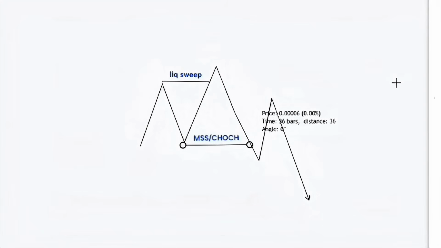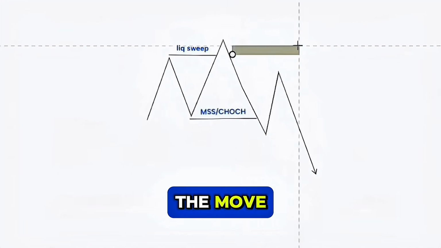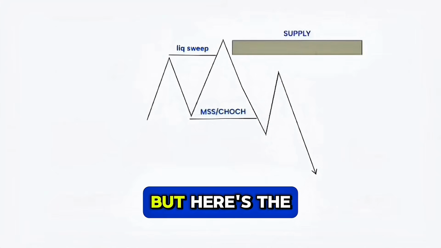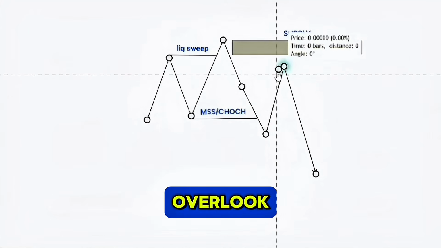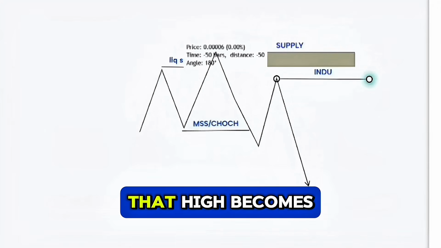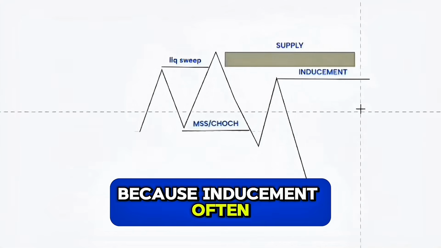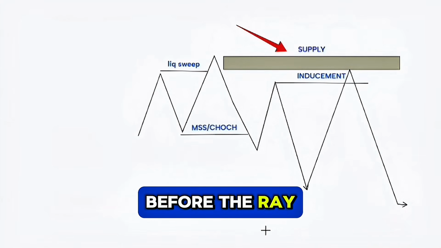Now we know momentum has changed. Next, identify the POI that caused the move. In my case, it is a supply zone. But here's the detail most traders overlook. Just before the supply zone, there is another high resting very close to it. That high becomes the inducement. This is important because inducement often attracts price before the real move begins.